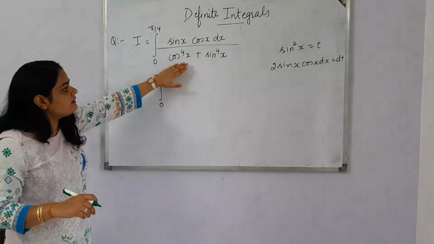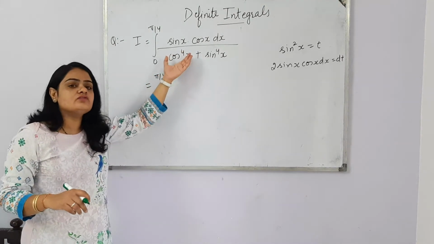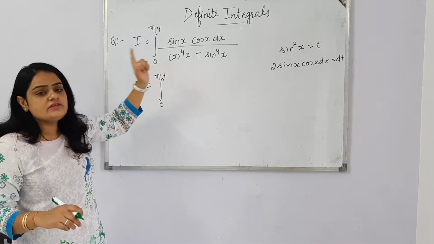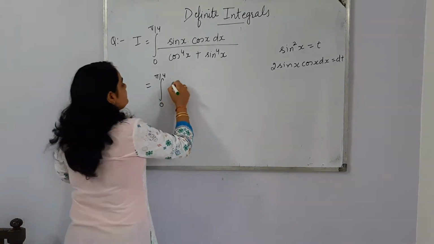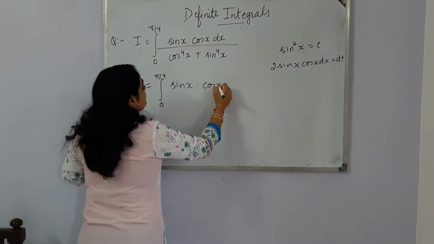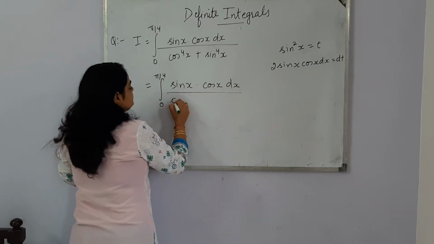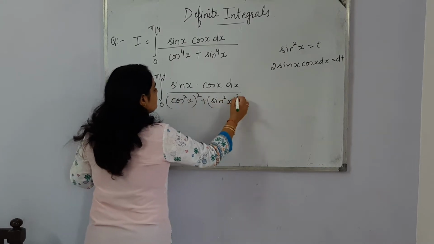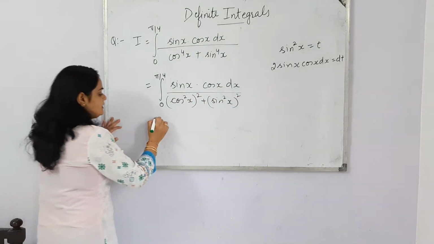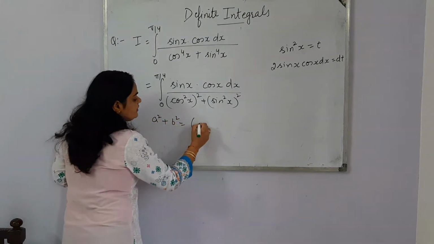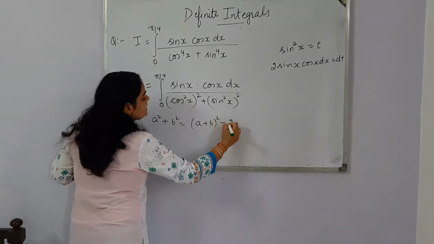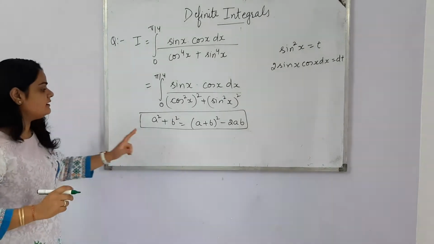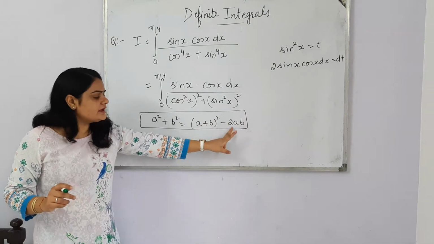But here in the denominator we have cos 4x plus sin 4x. Sin is there, but here it is cos. So we need to change it into sin as well. So we are doing here now. First of all, can I write cos square x whole square plus sin square x whole square? And here the formula is applicable, a square plus b square. It is a formula of a plus b whole square minus 2ab. This is the algebraic formula that will apply here. A square plus b square is equal to a plus b whole square minus 2ab.